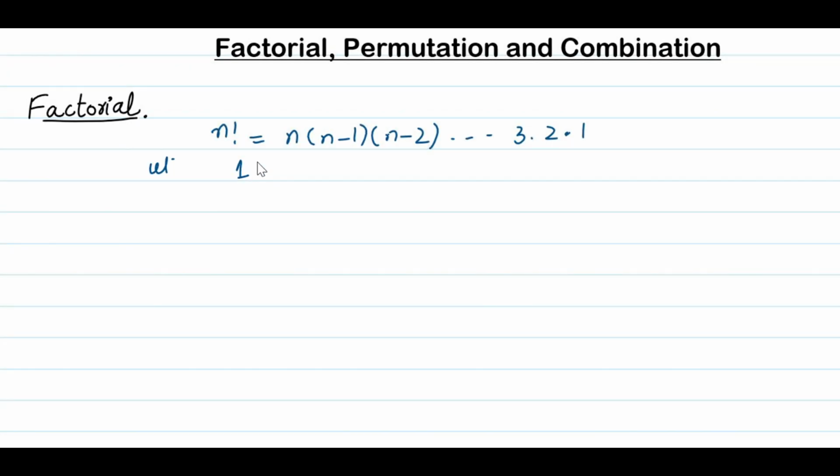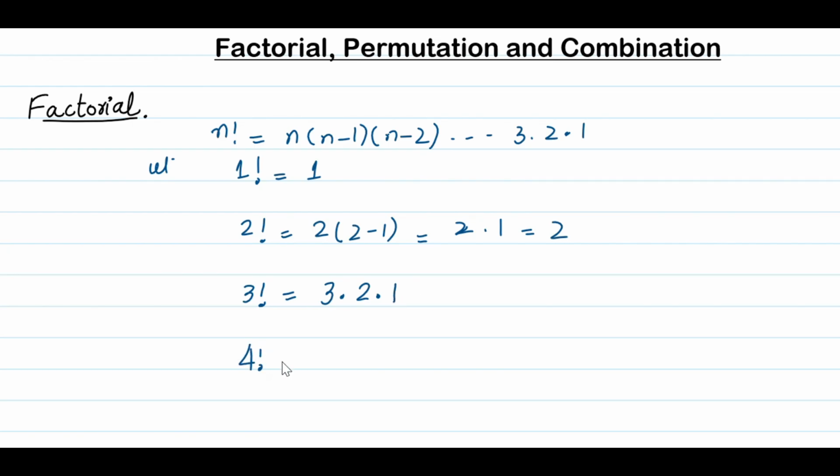Just like 1 factorial, it can be opened up as just 1, because 1 is the last value. 2 factorial is opened as 2 times 2 minus 1, which is 2 times 1, that is 2. 3 factorial equals 3 times 2 times 1. And 4 factorial can keep reducing: 4, 3, 2 and 1. So all these terms can be written this way. This is how we open the factorial.